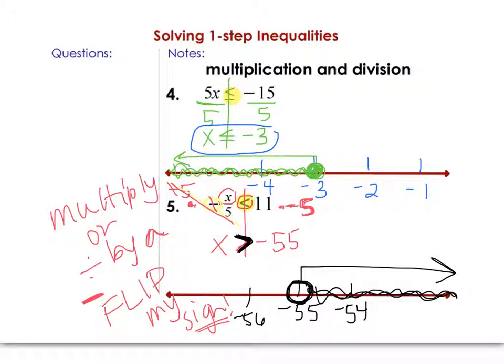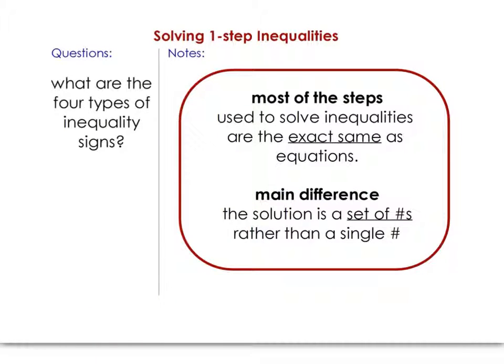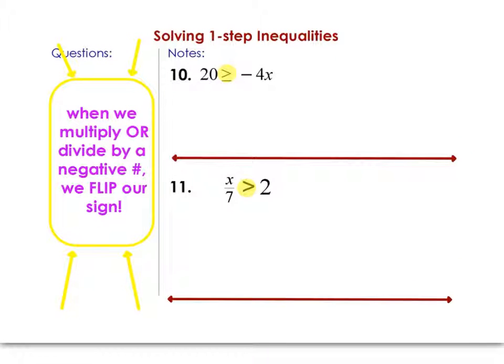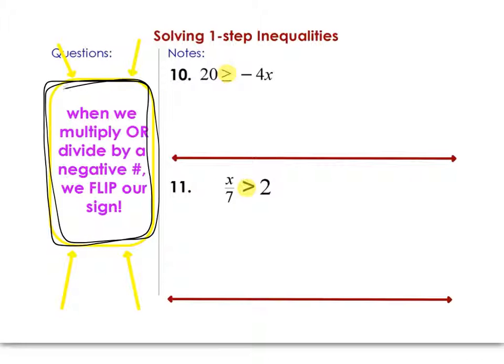So turn your paper over and try these on your own. Remember, when we multiply or divide by a negative, we flip our sign. That's huge. Make sure you keep flipping that sign.